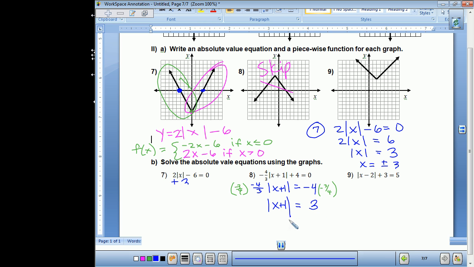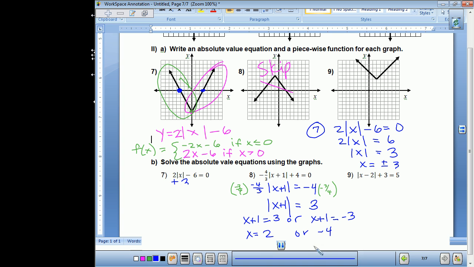Okay, so what this means is all of this stuff in here could equal 3, or all of this stuff in here could equal negative 3. Because what is the absolute value of negative 3? 3. So you say x plus 1 equals 3, or x plus 1 equals negative 3. And we solve. So x equals 2, or negative 4.